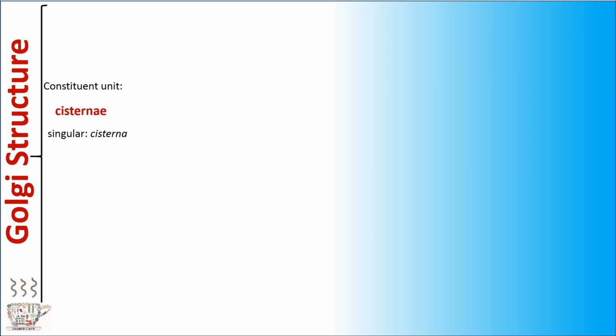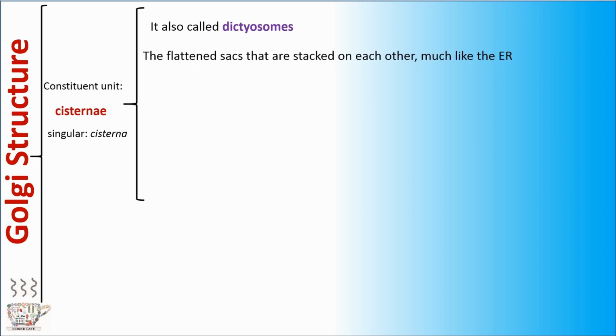Golgi structure. The constituent unit of Golgi is the cisternae. It is also called dictyosomes. Cisternae are flattened sacs that are stacked on each other, much like the ER. A mammalian cell typically contains 40 to 100 stacks of cisternae.